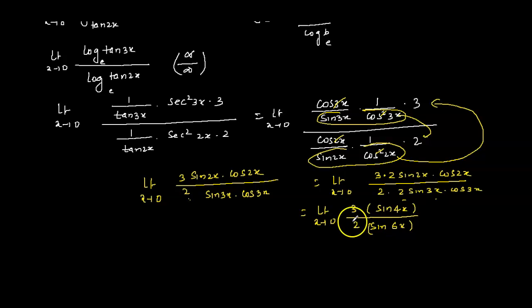If you put it here again, you will get 0 by 0 only. So differentiate again, limit of x tends to 0. Differentiating this gives 12 cos of 4x, and the other becomes 12 cos of 6x. Any doubt in this? Now if you put 0 here, cos 0 is 1, this is also 1. 12 by 12 is 1. So this is the answer.